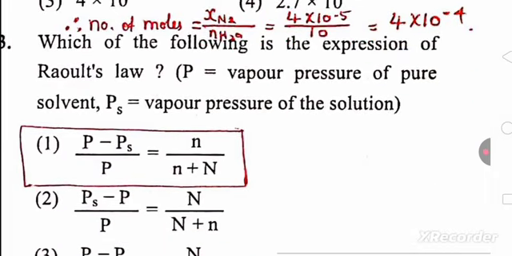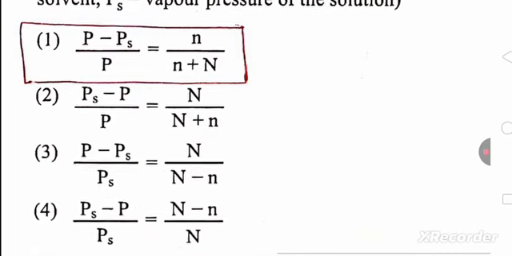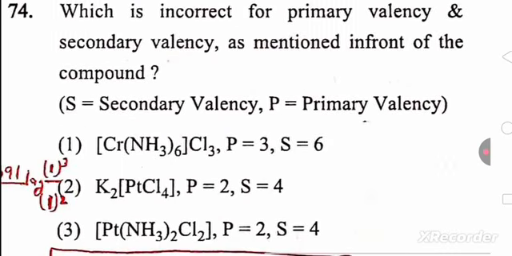Next is very easy. Raoult's law formula is option A. That is a very easy question. Let us move to the next question from coordination compounds.